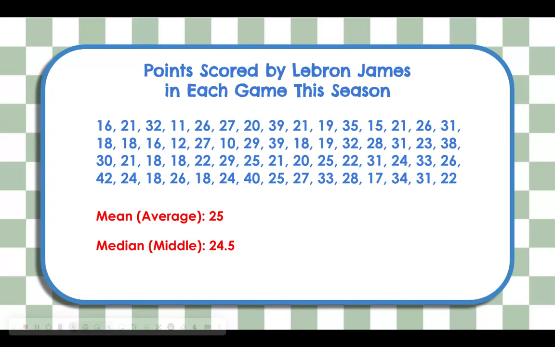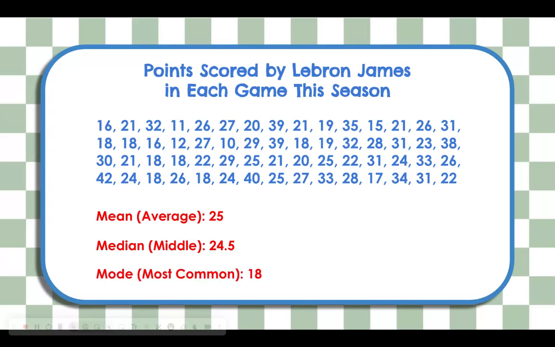Another way to summarize the data would be to find the median, which is the exact middle number. But first, you would have to put these numbers in order from least to greatest. You would have to line them all up, and then you would find what's exactly in the middle, which is 24.5, which is very close to the average. That makes sense because the mean and the median are typically pretty close to each other.